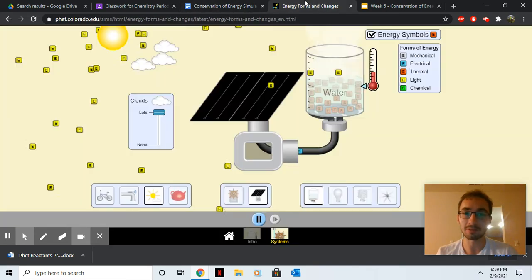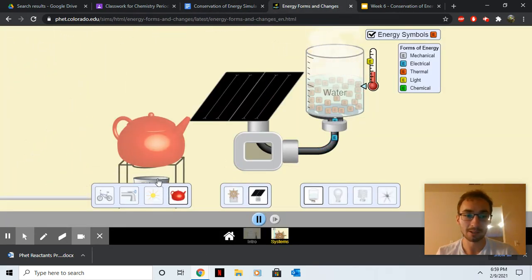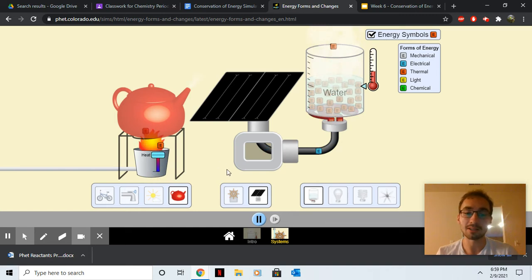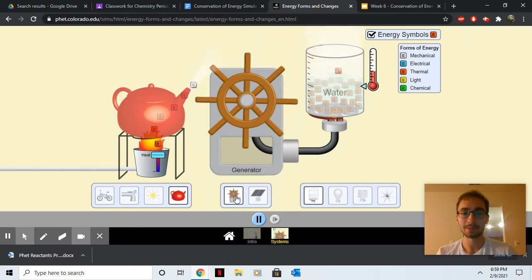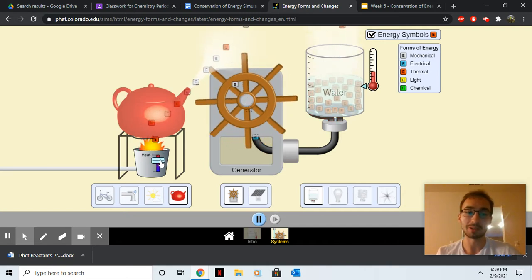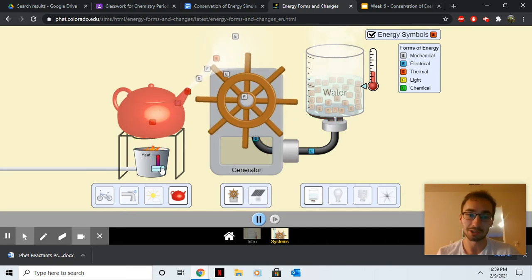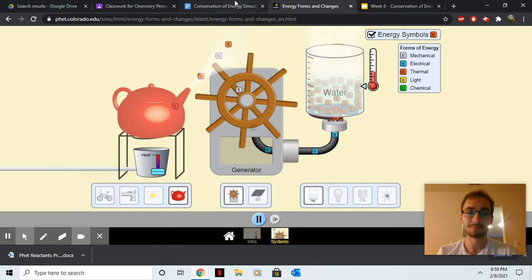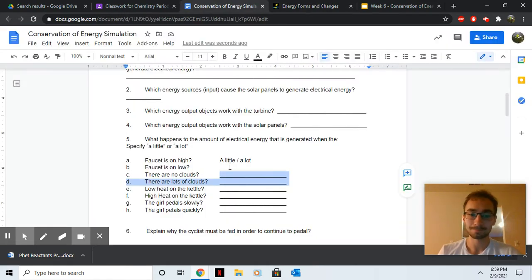And do the same thing for heat on the kettle. How much energy do you make when the heat's all the way up? Is that a lot of energy or a little? What about when the heat's down? How much energy are you getting? Okay.